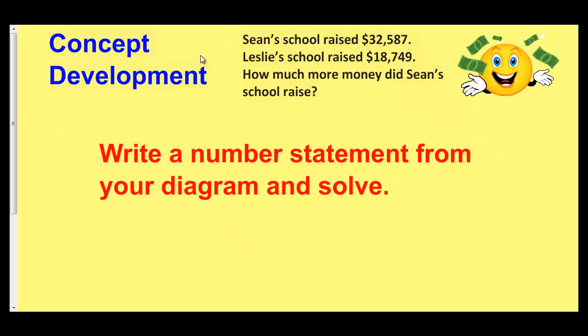Now, I want you to take a look at your tape diagram that you drew. Can you write a number sentence? A number sentence to solve the problem to tell how much more money did Sean's school raise. You can come up with a number sentence. I want you to go ahead and solve it. If you can't come up with one, you can follow along with me.